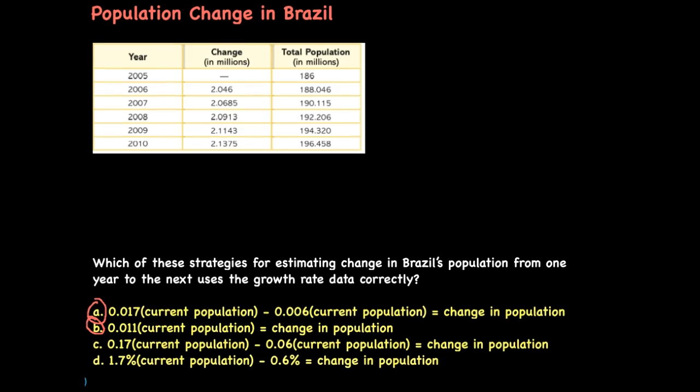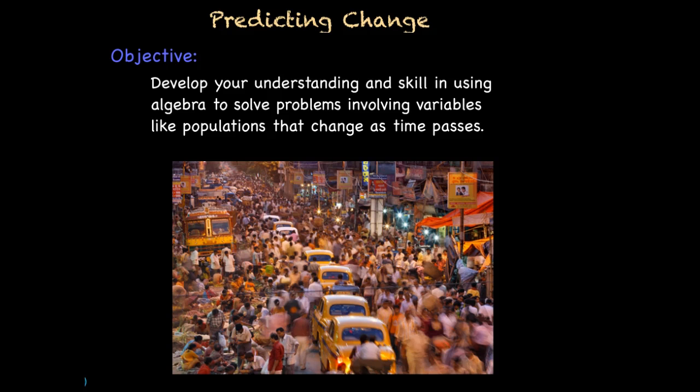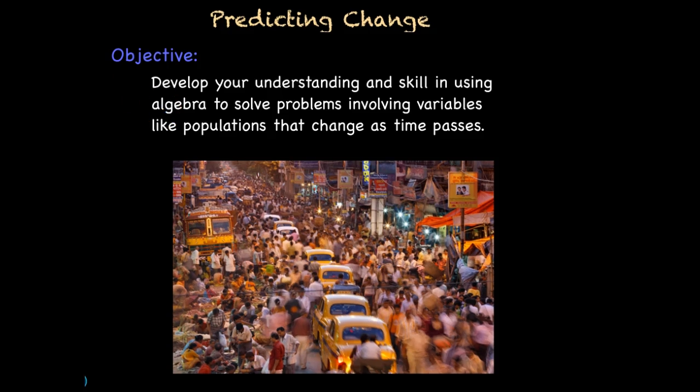If we look at the next two examples, they don't work. But why don't they work? We'll notice in C here that 0.17 isn't the correct use of our percentage. We need to write it as 0.017. Same thing with 0.06. That's really not 0.6%, that's 6%. And if we look at D, we have the same situation. We're using the percents rather than the decimal equivalent, so those two won't work. And that concludes our lesson today on predicting change.